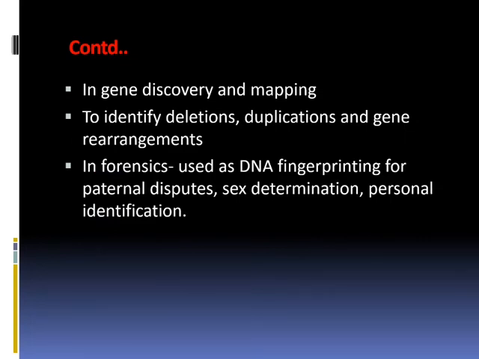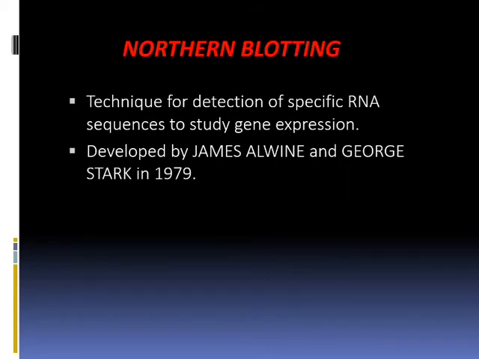In gene discovery and mapping, it has also been useful to identify deletions, duplications, and gene rearrangements. In forensics, it is used for DNA fingerprinting, for parental disputes, sex determination, personal identification. In forensics, there are so many cases where it can be used. Now come to the second one, northern blotting.